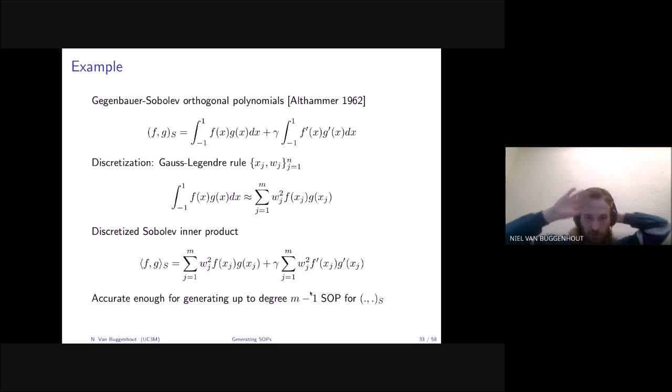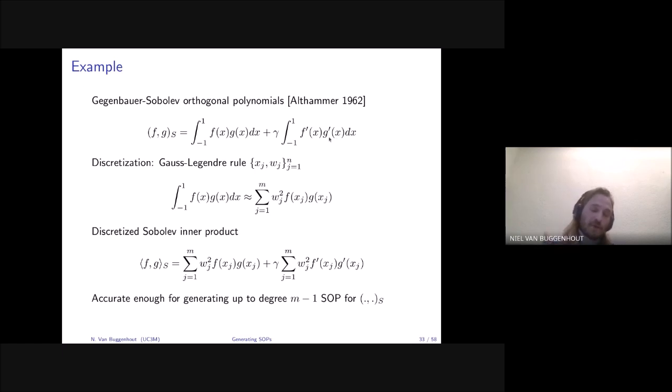Okay, but we're not going to use this general form. We're going to use one specific case, the Gegenbauer Sobolev orthogonal polynomials, first studied by Althammer in 1962. And here you can see the continuous Sobolev inner product that we will look at today. This is the Legendre measure on the functions themselves, plus gamma times, again, the Legendre integral for the derivatives of f and g.